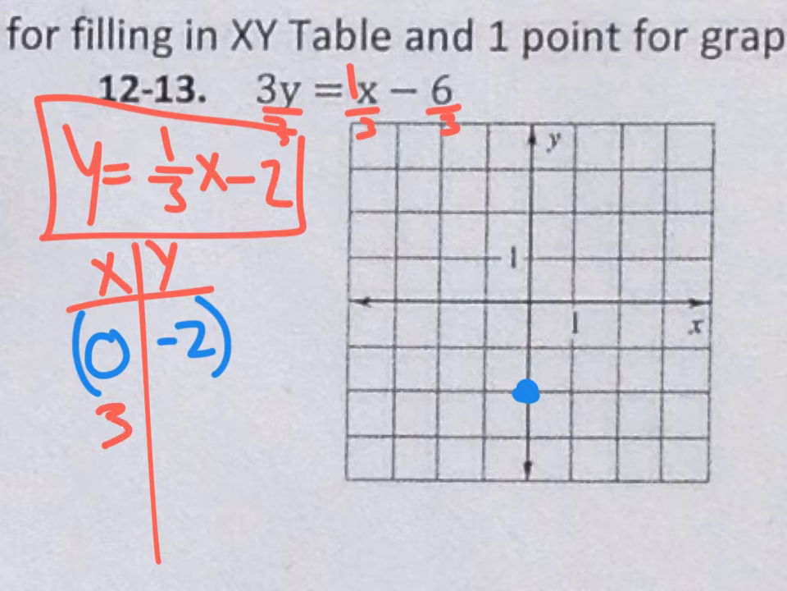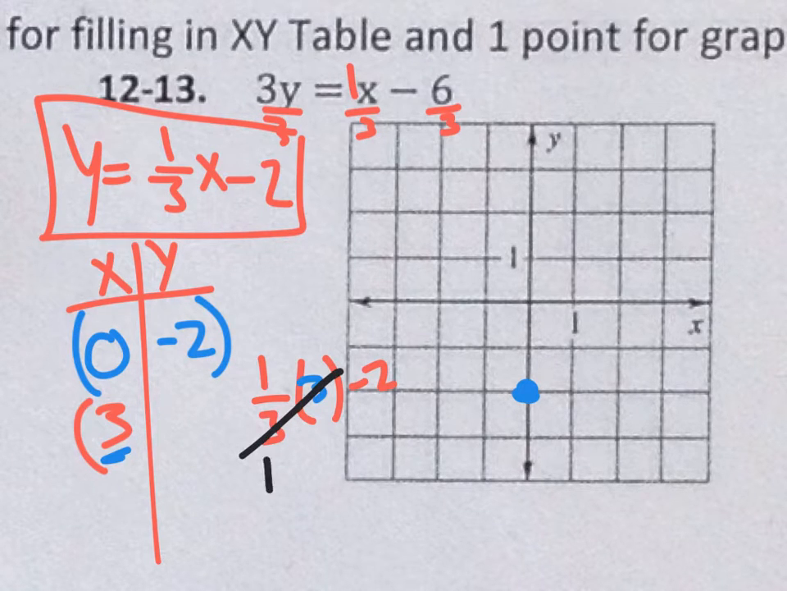So if I use 3 as an input, now why am I picking 3? Because 3 is the denominator. Let me show you what happens right there. If you have the expression 1/3 x, and we're plugging in this 3, and of course we have a -2 at the end, it works out great because the 3's cancel out, and you really just have a 1 take away 2, and 1 take away 2 is -1. So -1 is my output for the input 3. And that's a coordinate 3, -1.